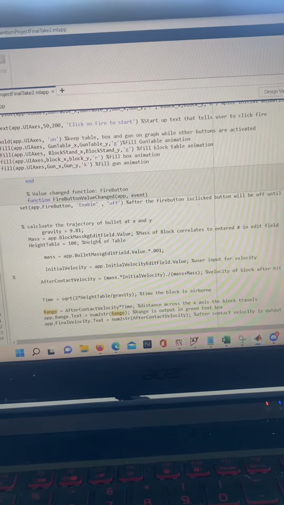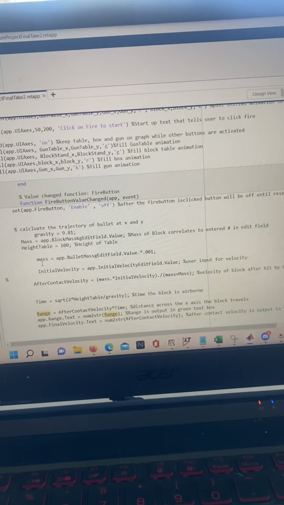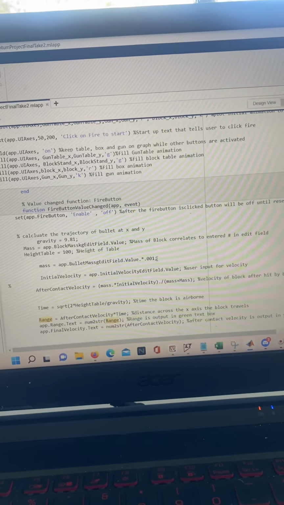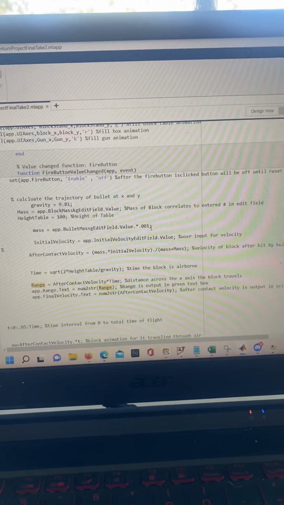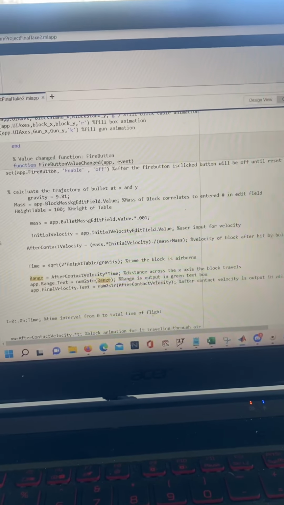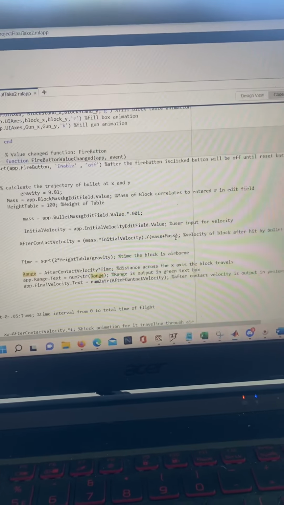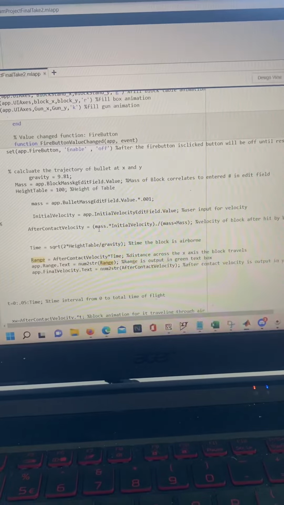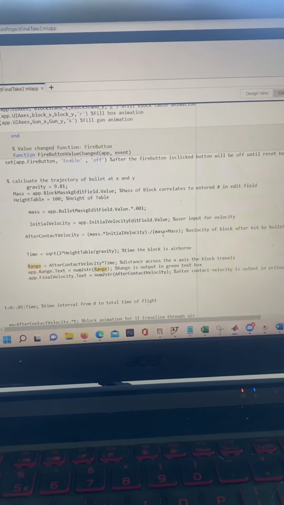And my equations: mass of the bullet right here. We had to put it in grams, so I multiplied it by 0.001. Initial velocity, this is entered by the user. And then we have the after contact velocity, which is the momentum equation. So V final, which is mass times initial velocity divided by mass plus mass.